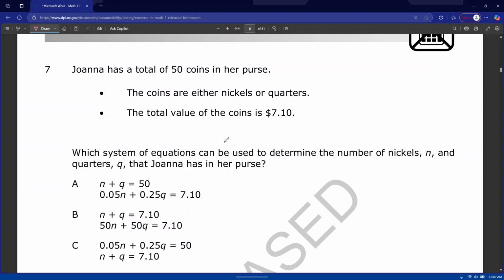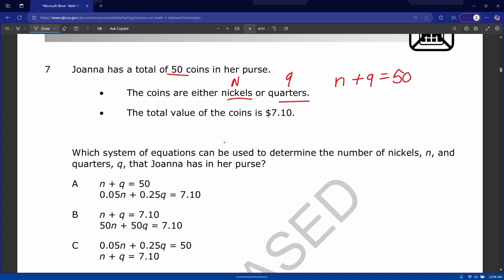So we are told that she has 50 coins. And these 50 coins are composed of either nickels or quarters. Nickels are n, quarters are q. Okay. So whatever the number of nickels and quarters are, they need to equal 50 coins. So we know based off this, the number of nickels plus the number of quarters equals 50. Okay, we have that solved.